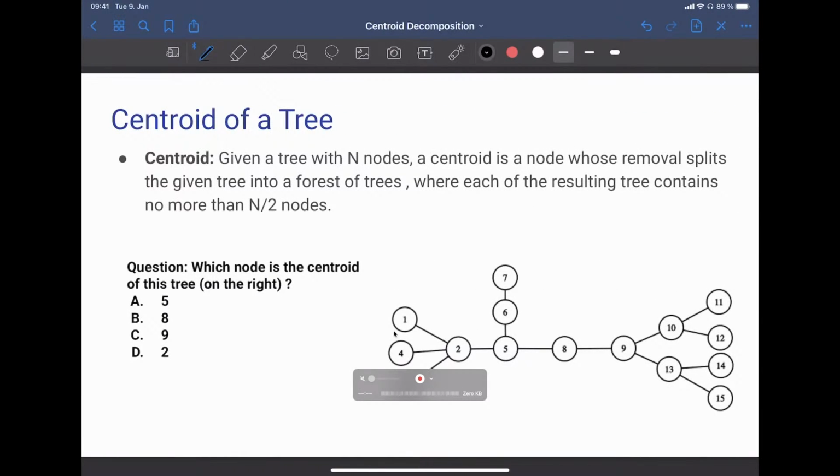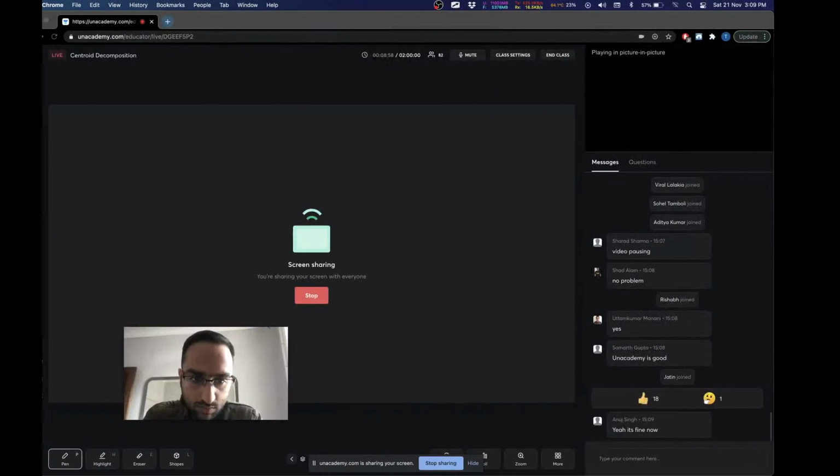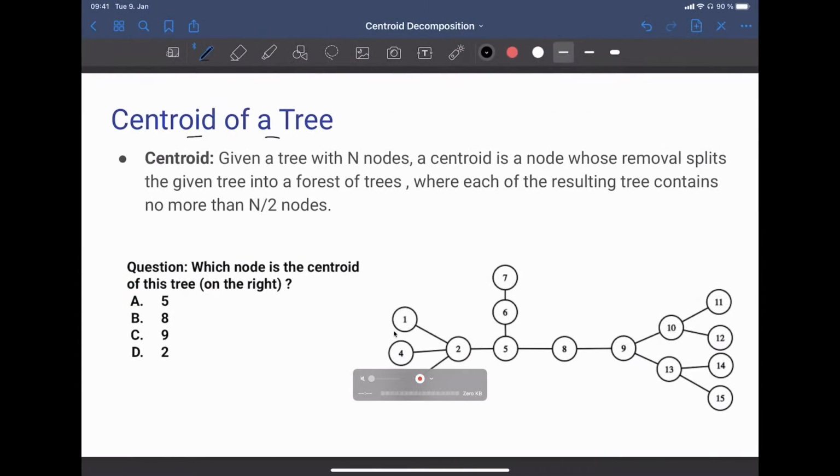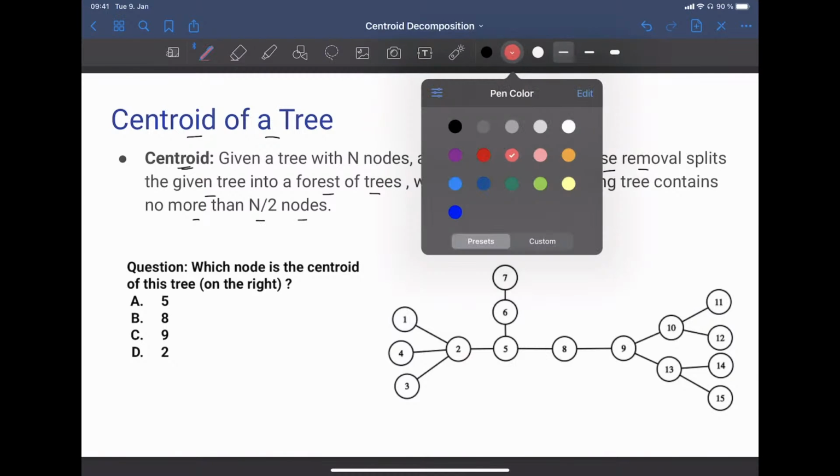Okay, so coming back to the definition, we need to define what is called the centroid of a tree. I've shared my slides, right? So what is a centroid? A centroid is basically a node whose removal would split the given tree into a forest of trees where each of the resulting trees contains no more than n by 2 nodes. Okay, so there's a lot happening in this single sentence.